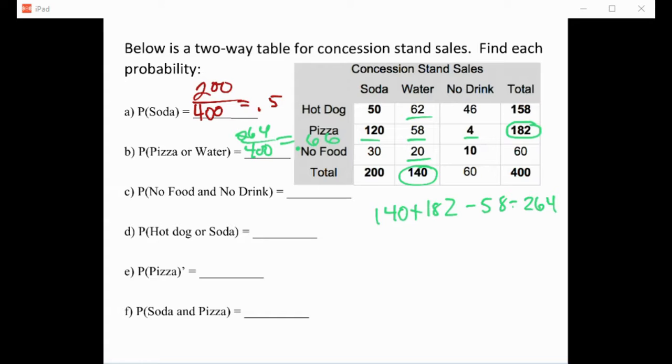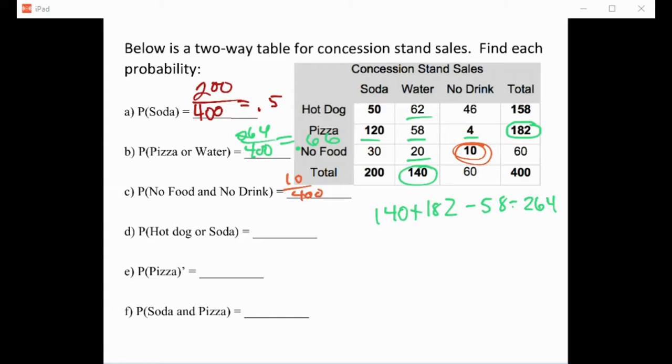Whenever it says and, that's super easy. It's just where they kind of run into each other. So no food and no drink is 10 out of 400, which does kind of make me wonder why are they on this table if they didn't get food or drink?